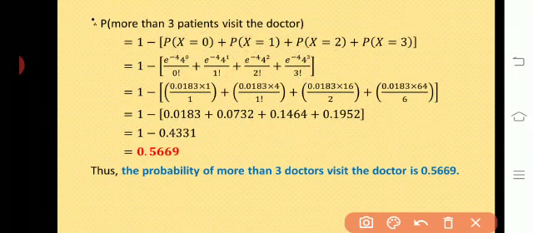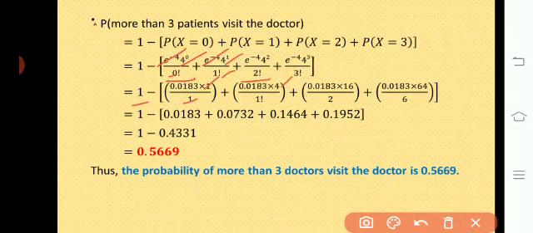If you simplify this further, you will get 1 minus the bracket. The e raised to minus 4 value you will get from the Poisson distribution table, which is 0.0183 into 4 raised to 0 is 1 divided by 0 factorial is 1, plus e raised to minus 4, that is 0.0183, 4 raised to 1 is 4 divided by 1 factorial is 1, plus e raised to minus 4, that is 0.0183 into 4 square. 4 square is 16 divided by 2 factorial, that is 2 into 1, which is equal to 2, plus e raised to minus 4, that is 0.0183 into 4 raised to 3.